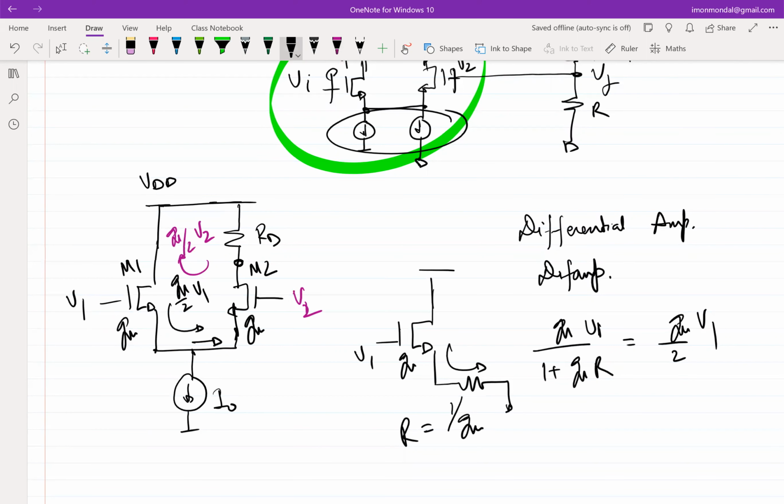Okay, great. So we'll spend some time discussing this differential amplifier, because it's an extremely crucial building block of almost all analog circuits that you will see from here on. So it makes sense to invest some time in this.